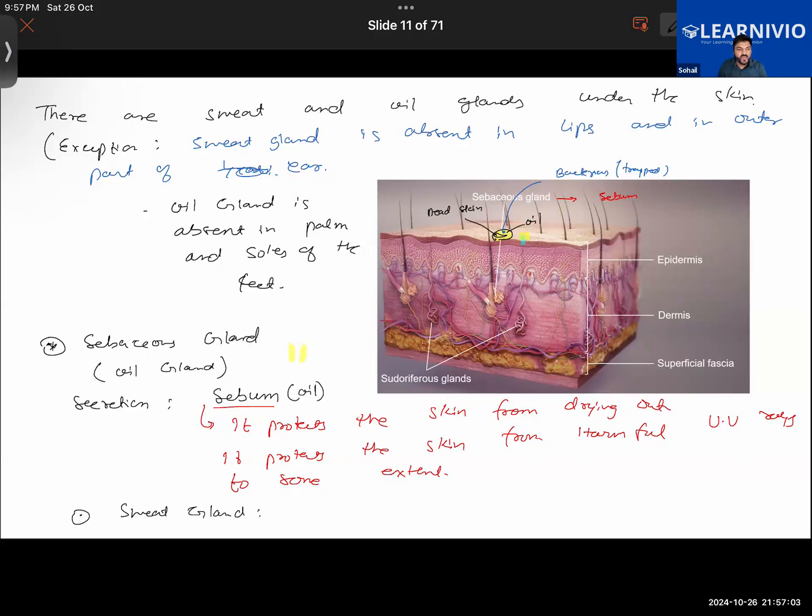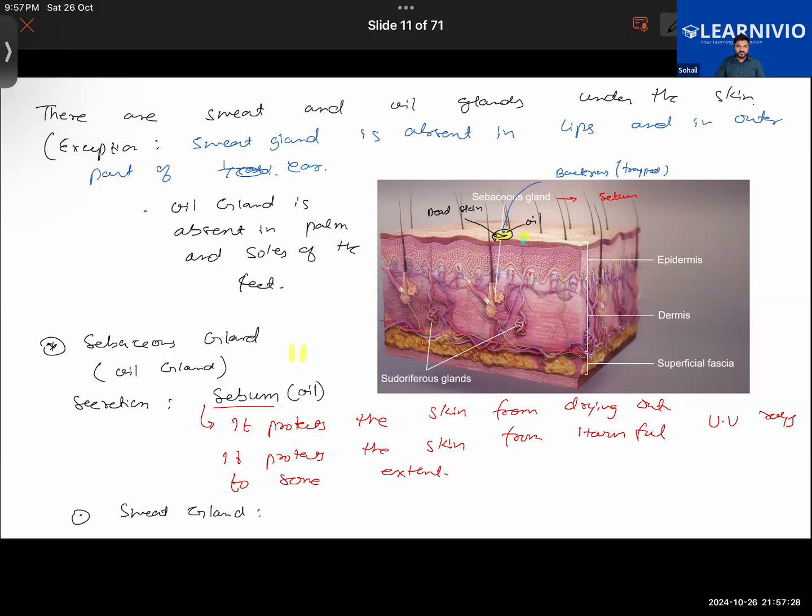So these two have some important functions also, but if they are secreted in extra quantity, then that becomes problematic. Sweat will help to regulate the temperature of the body. Now, as I have said in the earlier classes, as we know, a general fact: we humans are cold-blooded animals or warm-blooded animals?